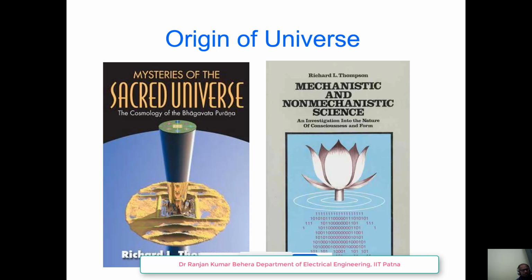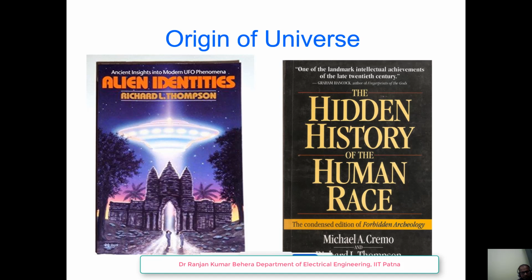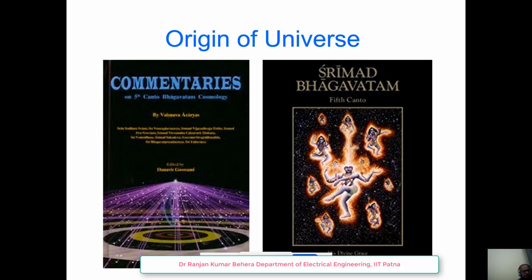And this time he also got the highest award, the Bharat Shri award, for his contribution of writing about all the Indian Vedic knowledge. Astrophysicists study these books very nicely, and the same model is now given by NASA as well. He has also written many books on alien identities and the hidden history of the human race. Michael Cremo and Richard L. Thompson both wrote many books on this, and their commentaries are also in the Srimad Bhagavatam.